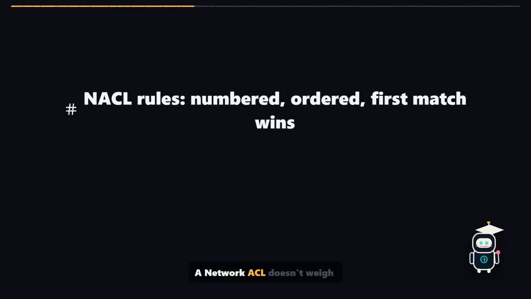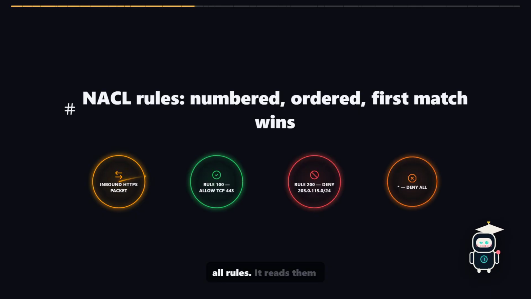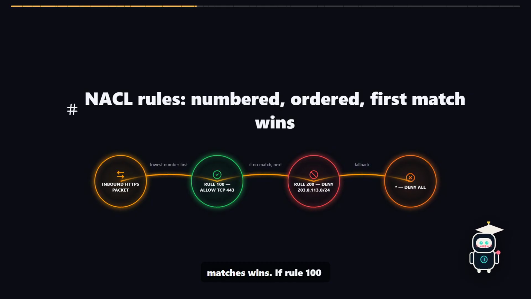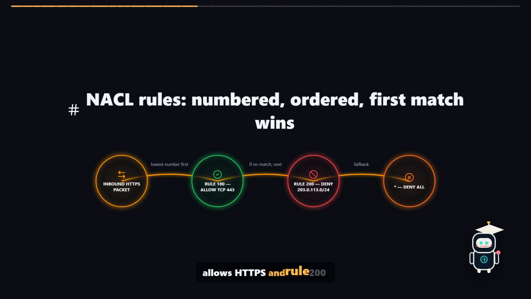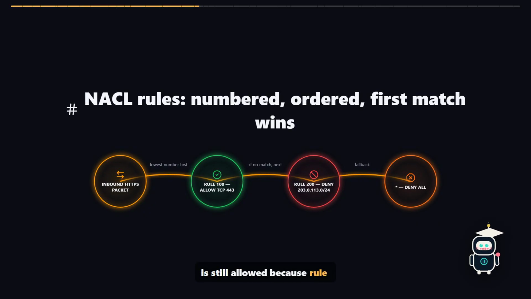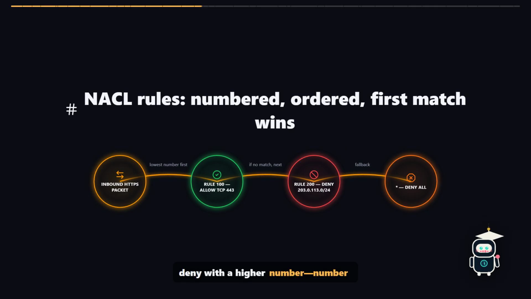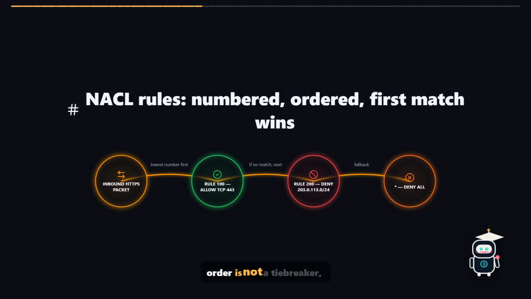A network ACL doesn't weigh all rules. It reads them in order, lowest number first, and the first rule that matches wins. If Rule 100 allows HTTPS and Rule 200 denies a specific IP range, the packet from that range is still allowed because Rule 100 fired first. So a broad allow with a lower number silently overrides a specific deny with a higher number. Number order is not a tiebreaker, it's the decision.